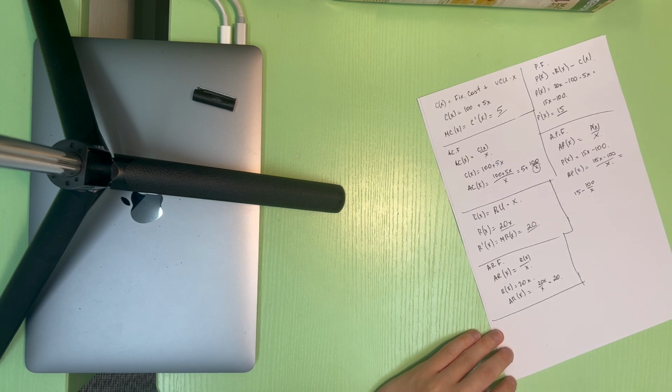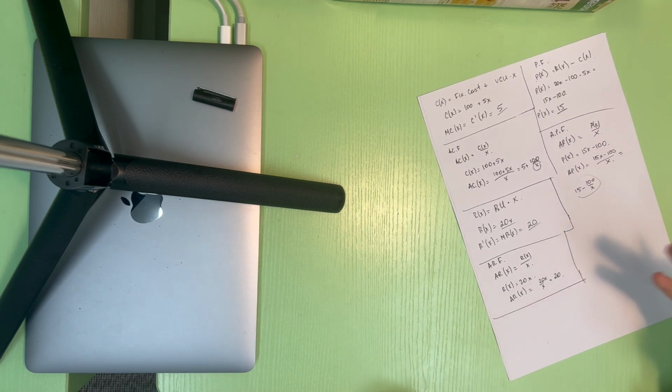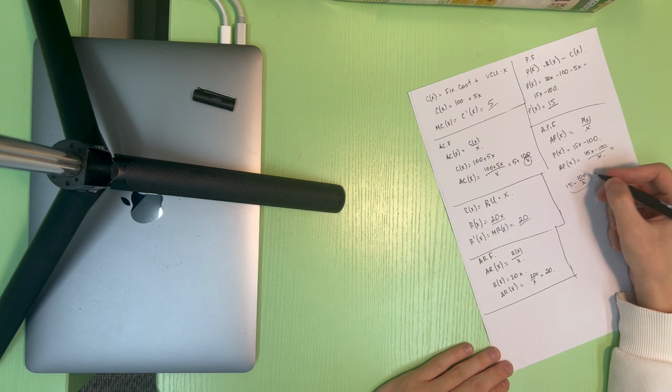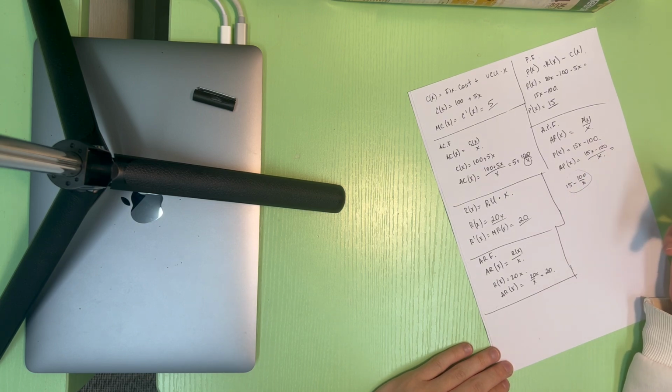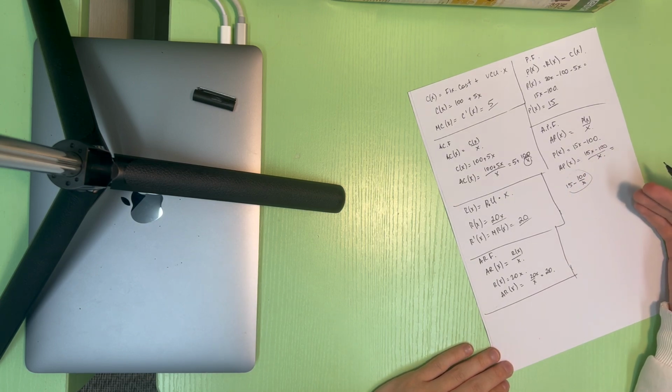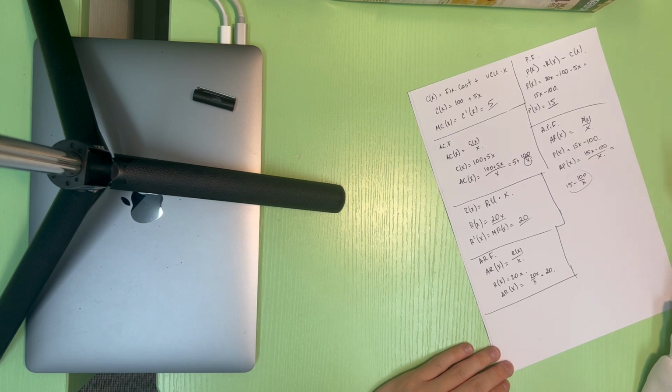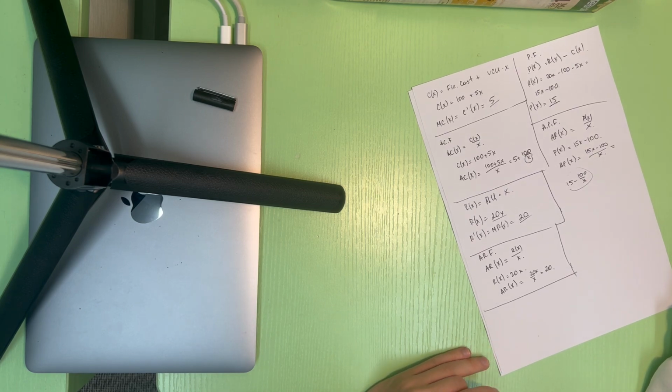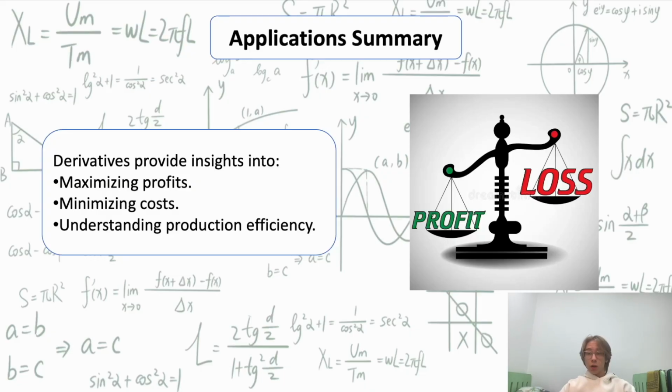And with this one we can see the profit from each one of the products. As you can see, if you have more products, then we get more money, for example, ringgits or dollars. So, for the application summary, I would like to say that derivatives provide insights into maximizing profits, minimizing cost, and understanding production efficiency.